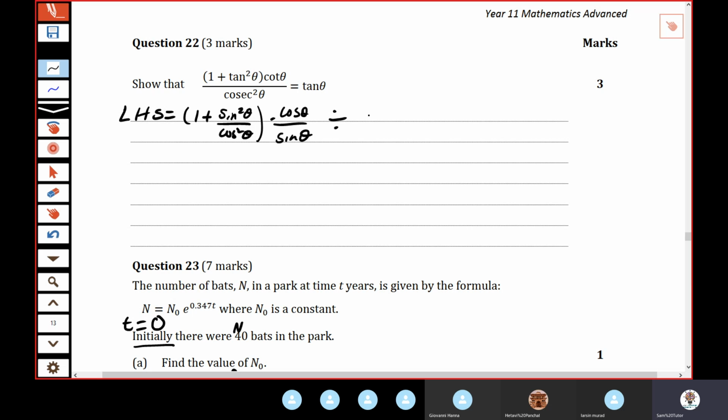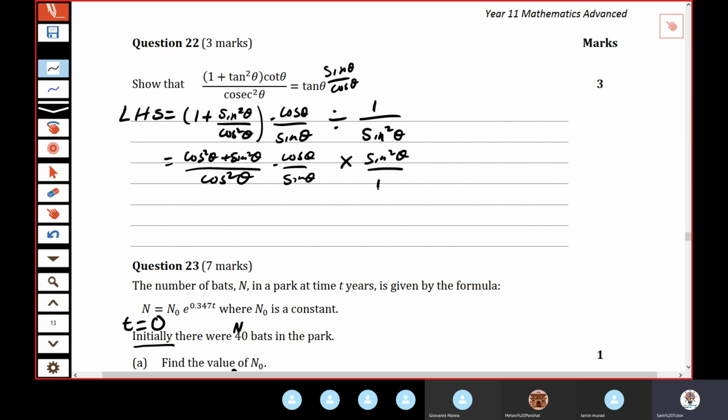Cosec squared becomes 1 over sine squared. And obviously, just so you know what you're trying to end up with, you're trying to end up with sine over cos. All right, let's do it. This bit. I would first make this to a common denominator. So I end up with cos squared plus sine squared on cos squared times cos on sine. And then you know you can't divide. So we might as well fix this up. Multiply by sine squared on 1.